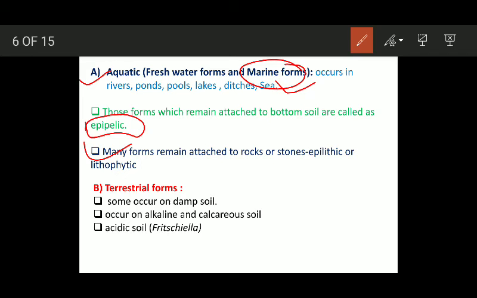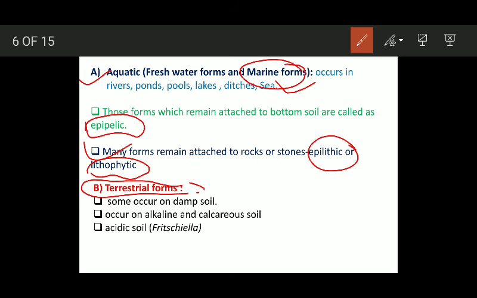Many forms remain attached to rocks or stones, and accordingly they are known as epilithic or lithophytic. Those aquatic forms of algae which are attached to the surface of rocks or stones are known as epilithic or lithophytic. Now the terrestrial forms.